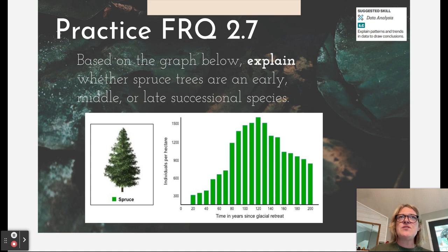Okay, so let's move on to our practice FRQ for 2.7. Based on this graph below, explain whether spruce trees are an early, middle, or late successional species. So which is it? Defend your answer with evidence based on the graph here.